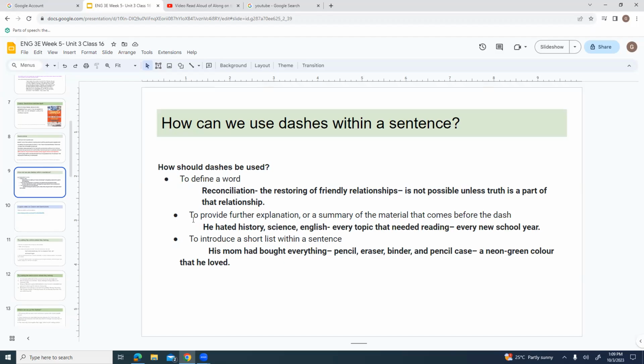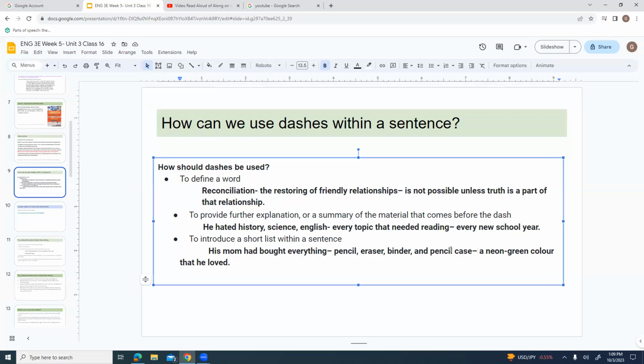It can also be used to provide further explanation or summary of the material that came before the dash. He hated history, science, English, every topic that needed reading, every new school year. You can also introduce a short list that's happening within a sentence, and then you're going on. His mom had bought everything, dash, pencil, eraser, binder, and pencil case, dash, this should be in a neon green color that he loved. Okay.